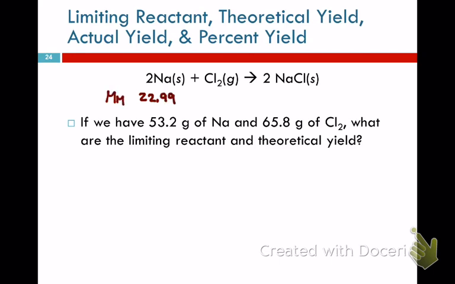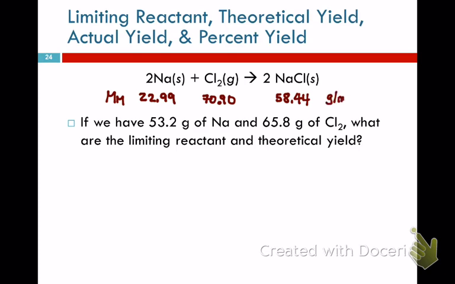Okay. And then chlorine is 35.45, so Cl2 is going to be 70.9. And sodium chloride should be like 58.44. I think that's what it is. Somebody want to check me on that one, or I'll do it real quick. 58.44, is that what you said? Yeah. So those are my molar masses, and those are all in units of grams per mole.